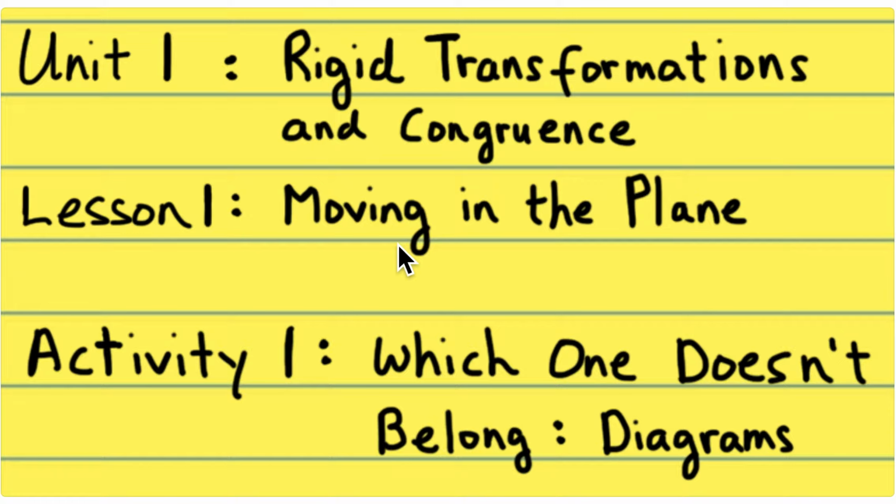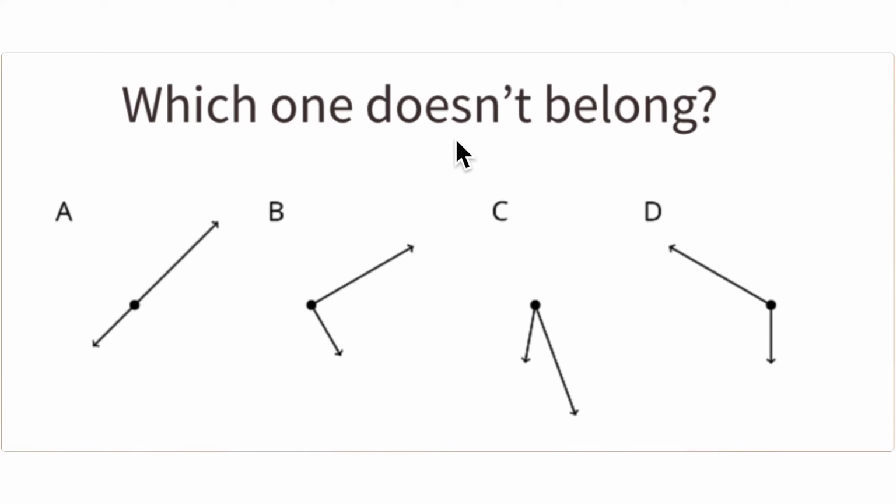And these are diagrams of different angles. So what does an angle mean? How does it move? How is it measured? And this is from Unit 1, rigid transformations and congruence. This is the very first lesson of 8th grade. So which one doesn't belong?